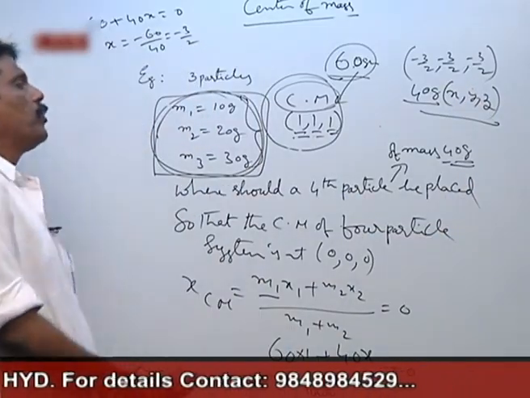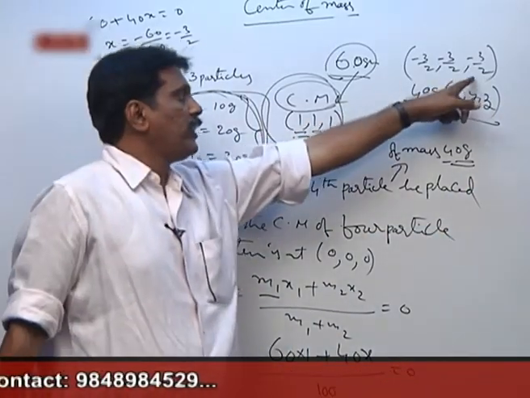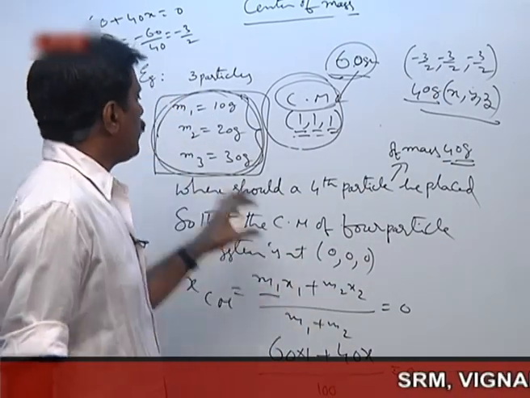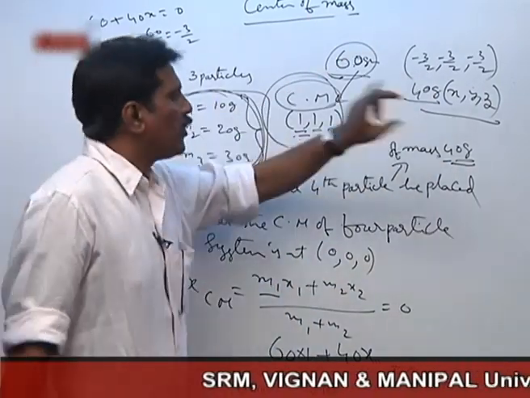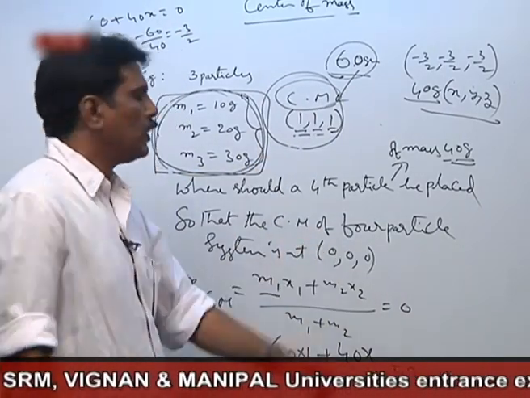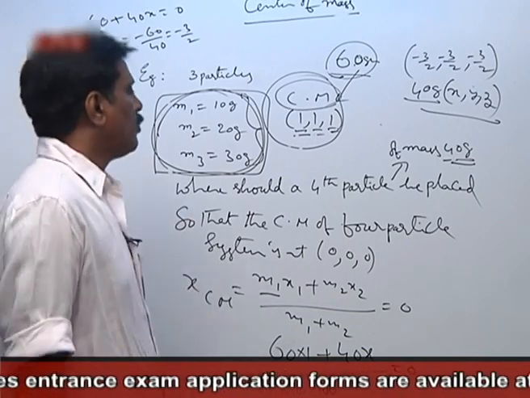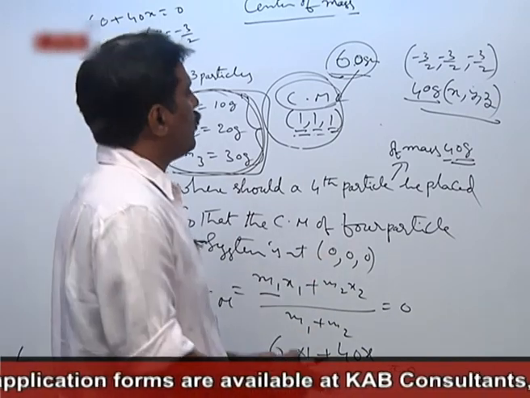That means 40 grams should be placed at this point so that the total center of mass of these particles along with the 40 grams is shifted to 0, 0, 0. So this is the example for the formula we discussed.